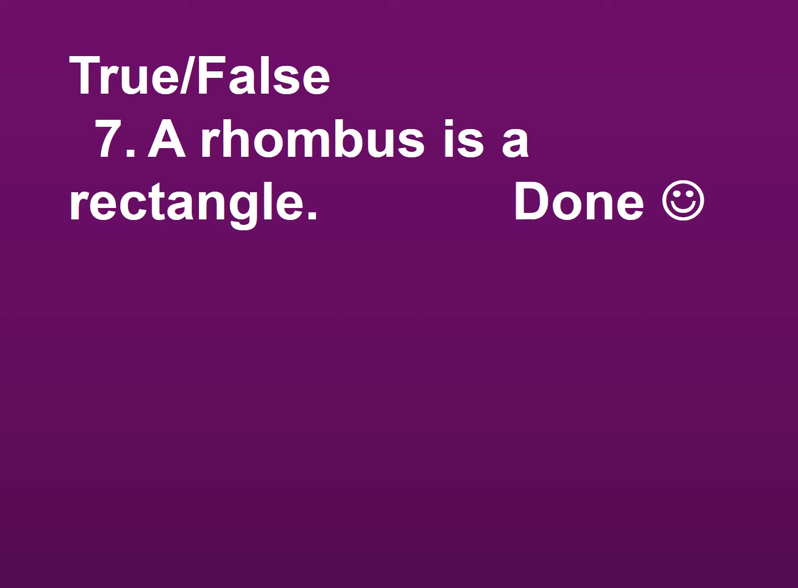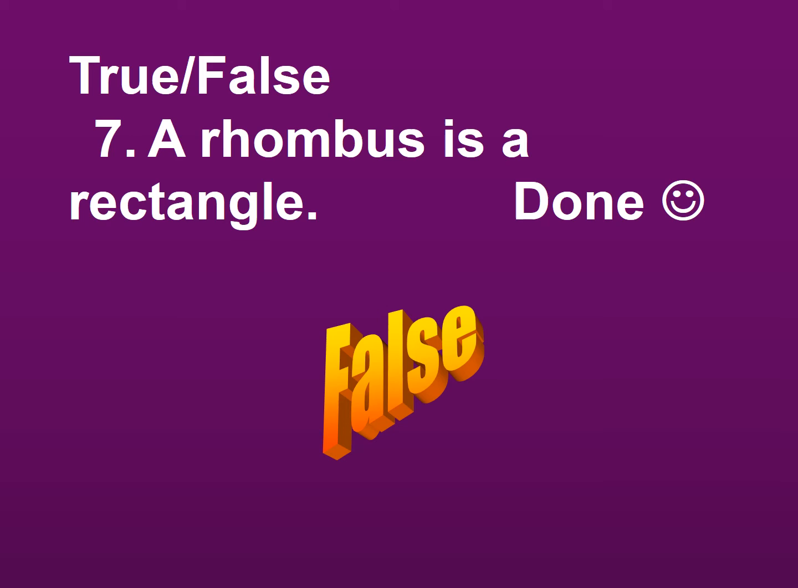A rhombus is a rectangle. That is false because a rhombus just needs to have equal, congruent sides, but the angles on a rhombus do not have to be equal, which means that it does not have to be a rectangle, where all the angles have to be 90 degrees.